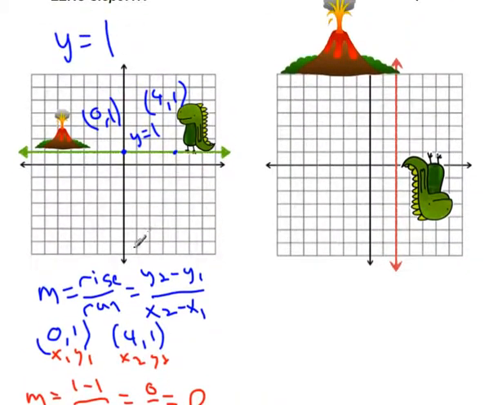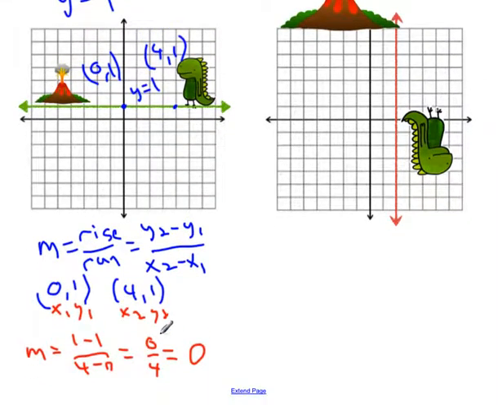You can also think about it this way. If you look at m equals, or slope equals rise over run, there is no rise, there is 0 rise. So you put a 0 in the numerator. 0 divided by anything is always 0. So in this case, we have 0 slope.